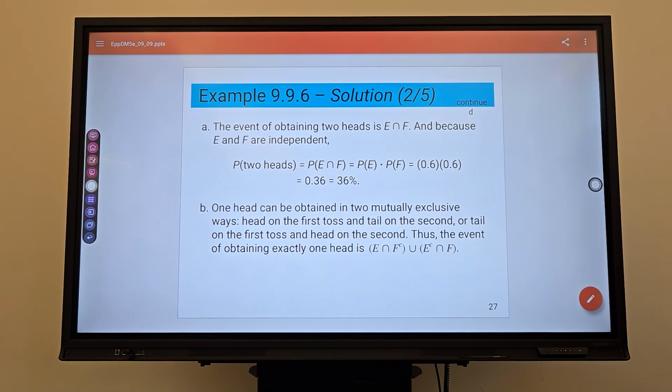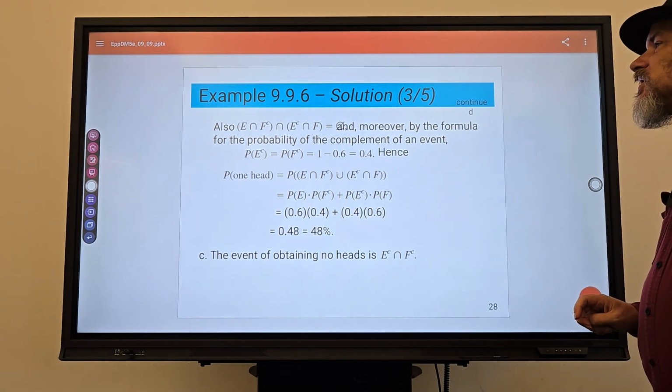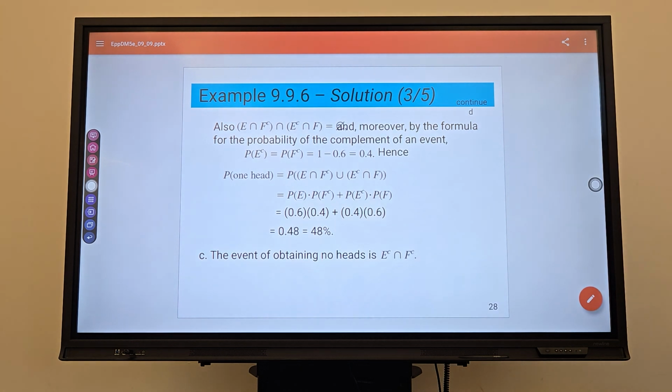For part B, 1 head can be obtained in 2 mutually exclusive ways: head on the first toss and tail on the second, or tail on the first toss and head on the second. Thus, the event of obtaining exactly 1 head is E intersect F complement union E complement intersect F. Also, the intersection of these is null. And moreover, by the formula for the probability of the complement of an event, the probability of the complement of E or the complement of F is equal to 0.4. So do the multiplication, followed by the addition, and you get 48%.